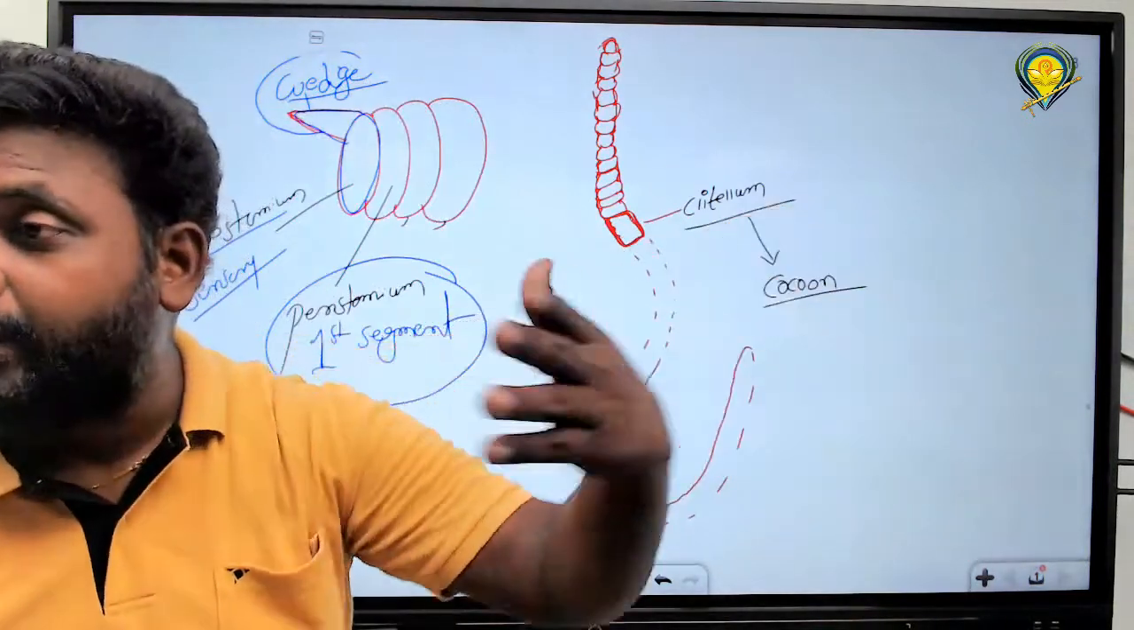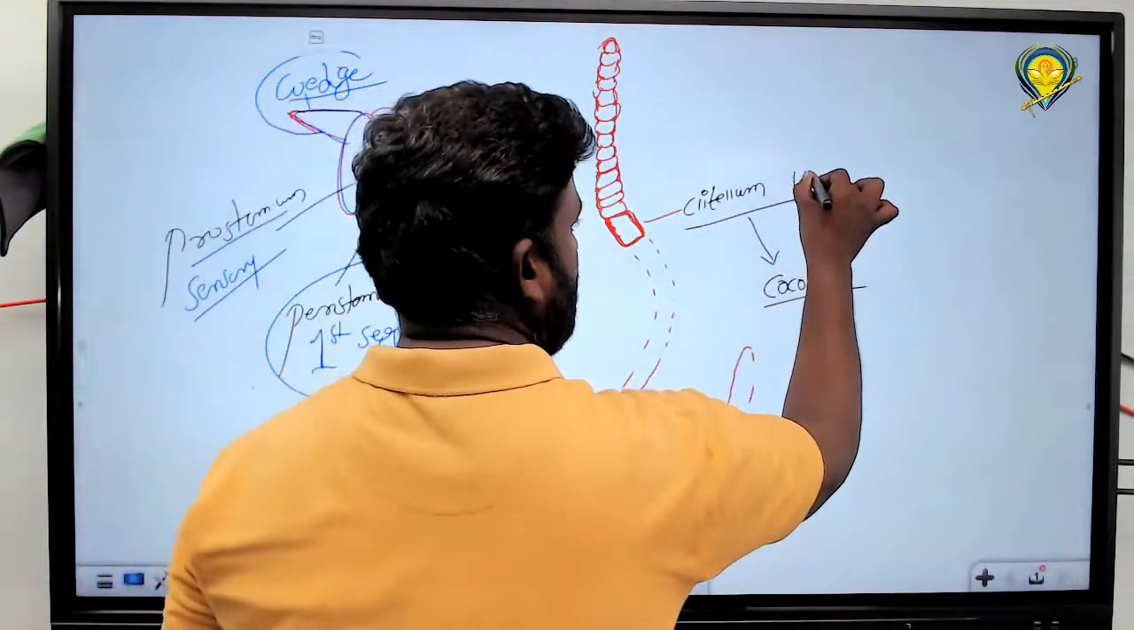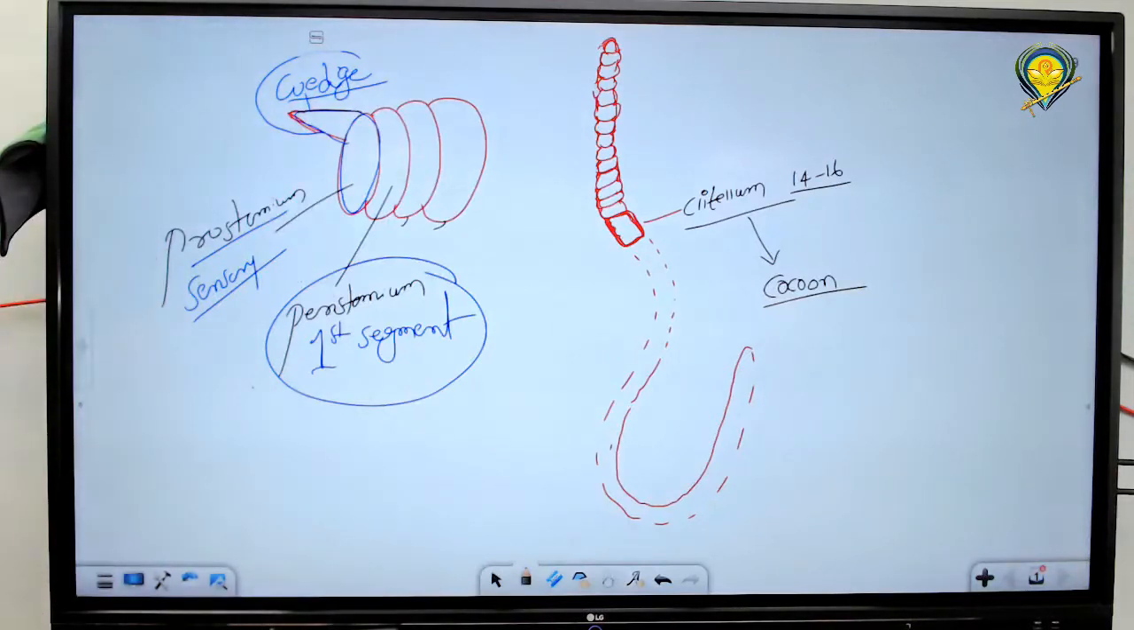Clitellum is glandular or non-glandular? Glandular. What is the location? 14th to 16th segment. Got it, all of you? Very good, right?